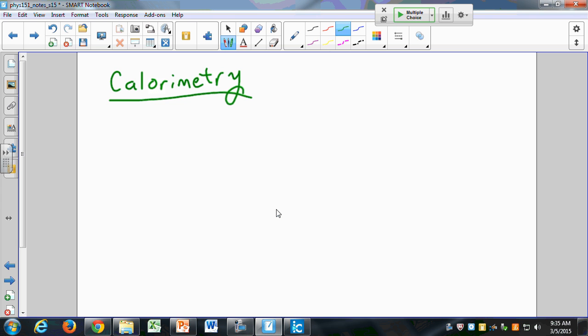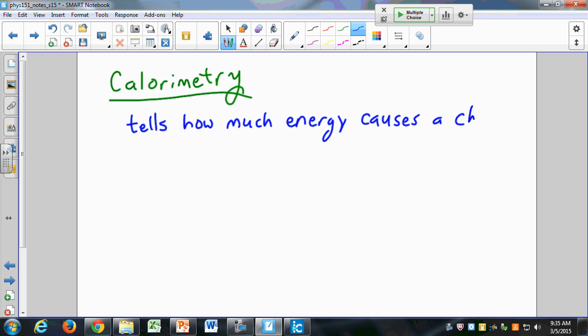Calorimetry is just the study of how energy flows between substances. It tells how much energy causes a change in temperature. So if you raise the temperature of a substance by a certain amount, then that requires a certain amount of energy. And through these methods of calorimetry, we can figure out how much energy is required to raise the temperature.